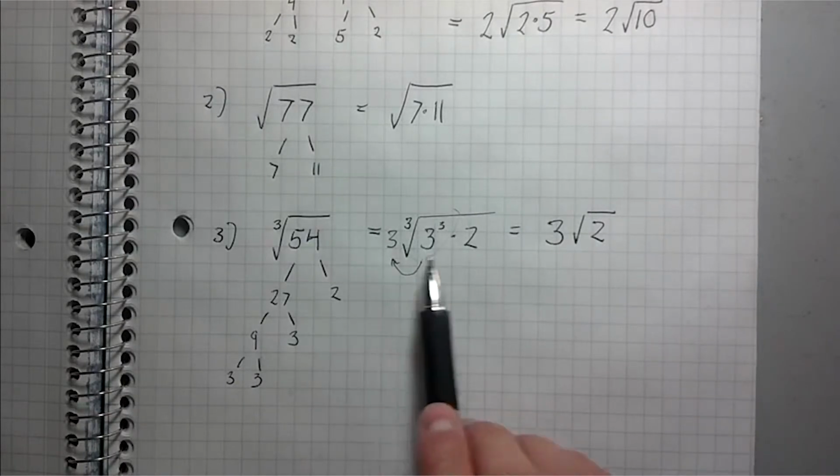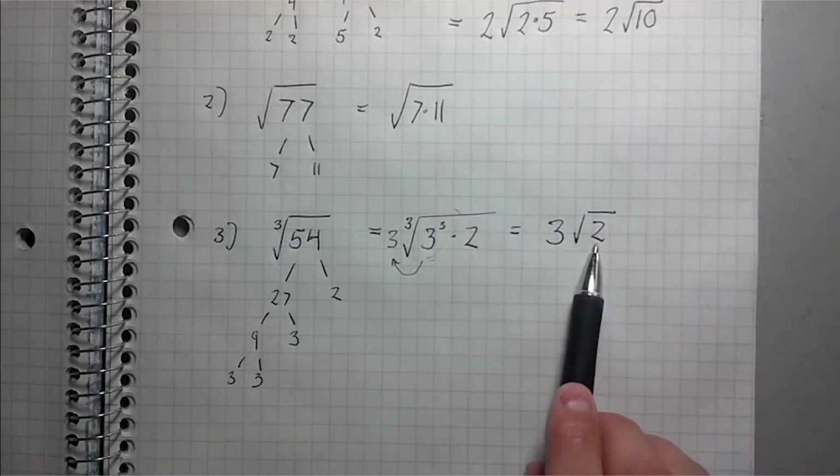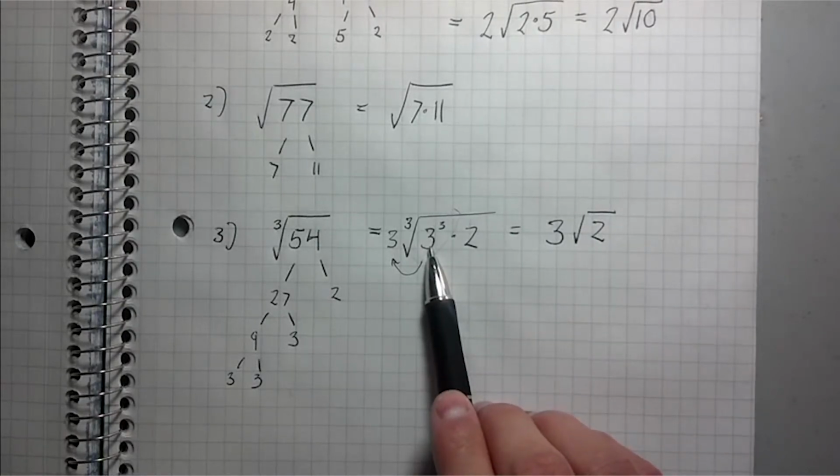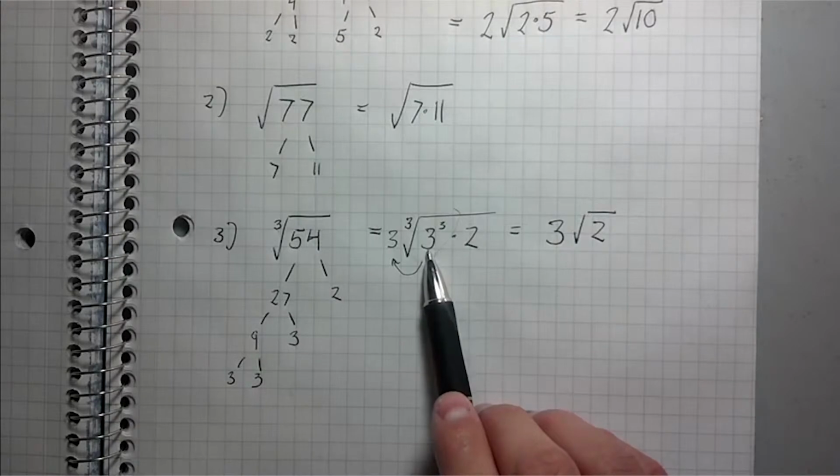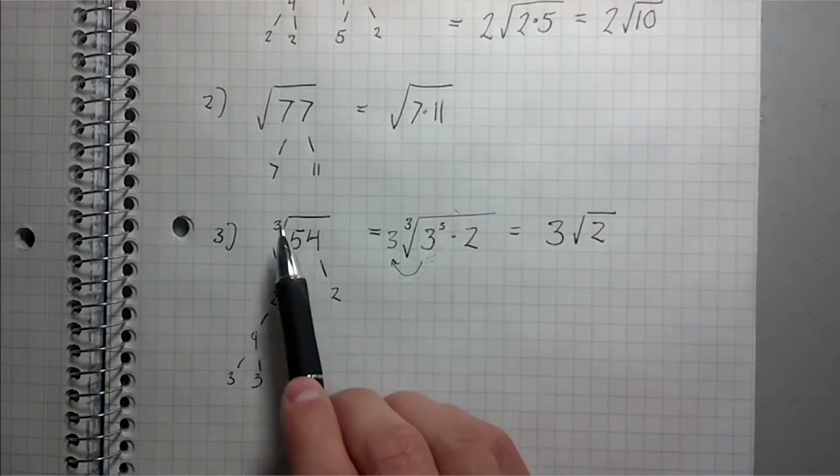So I pulled out the 3 cubed and I was left with the 3 root 2, because 2 was the only number that was left inside when I took out the 3. So that was example 3. It just shows what happens when you have something that's not a square root.